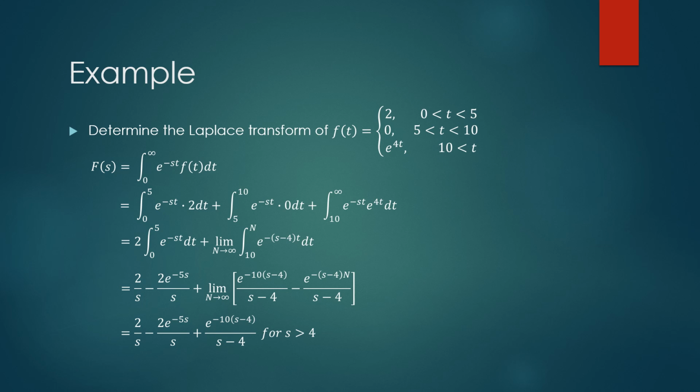Notice that the function f(t) has jump discontinuities at t equals 5 and t equals 10. These values are reflected in the exponential terms e to the negative 5s and e to the negative 10s that appear in the formula for large F(s). We will make this connection more precise when we discuss the unit step function.